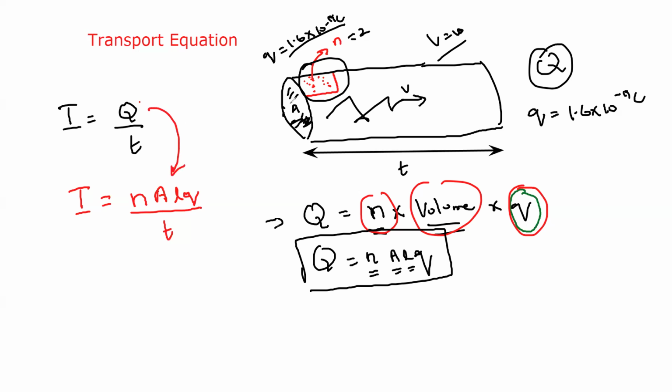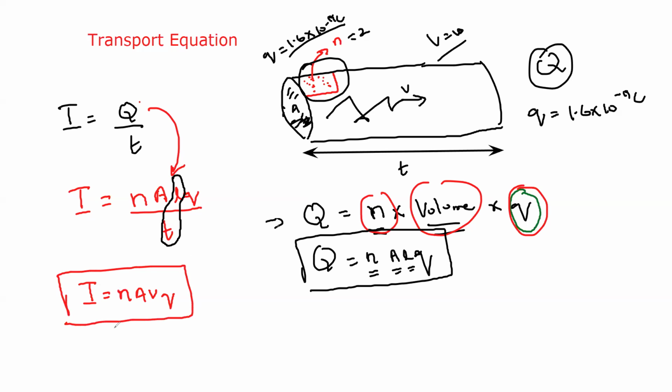What is length divided by time? Which quantity do we get? Length over time, distance over time. We get the speed. So we can say that I = nAvQ. This equation is known as the transport equation. The transport equation shows a relation between the charge density, the cross-sectional area, and the speed at which the charges are moving, with the current.